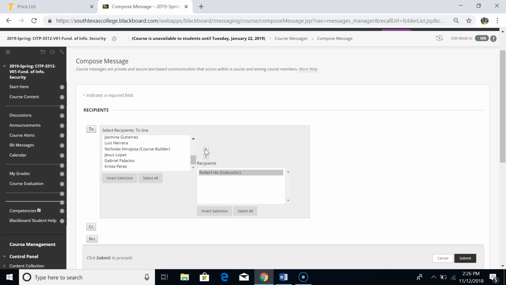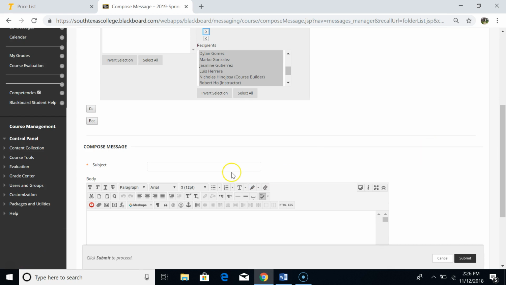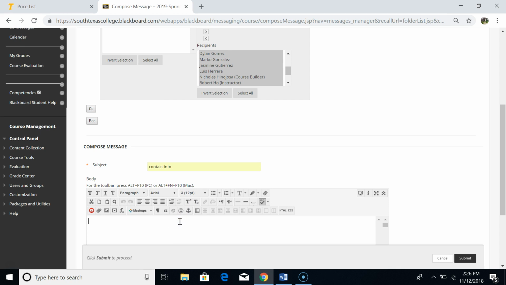Since I'm in this screen right now, I'm going to select all of you, since I want you to send me your contact info. At the beginning of the class, I normally ask the student to email me their contact info in case an instructor wants to call or speak with the student. So I'm going to put here, please email me your contact info in case an instructor needs to communicate with the student.